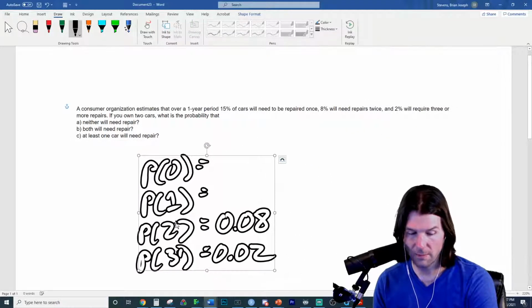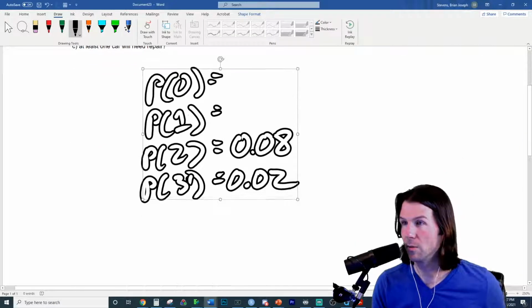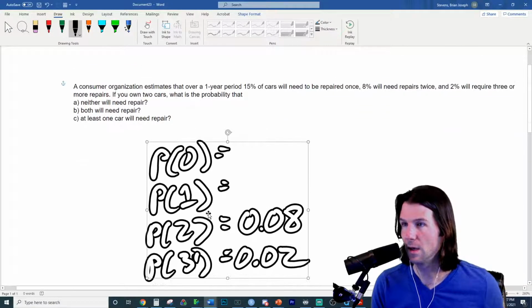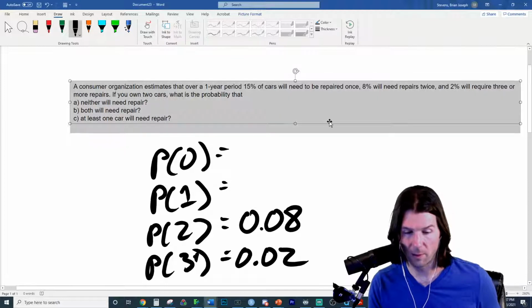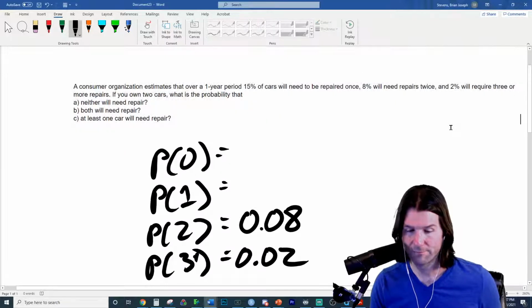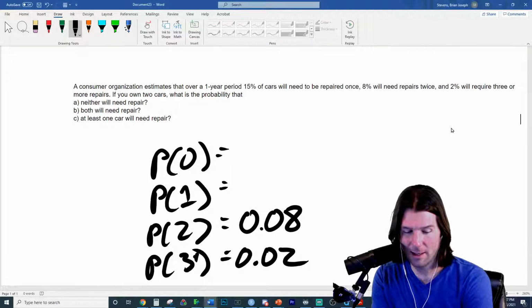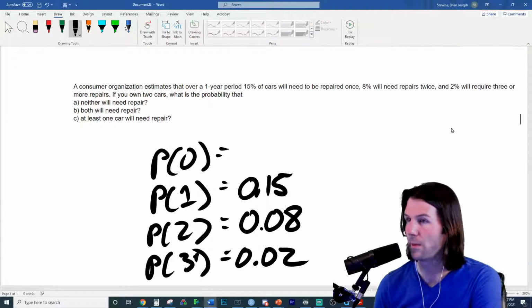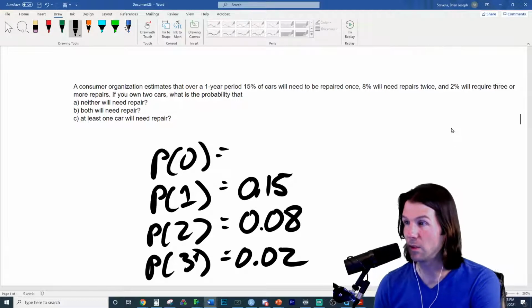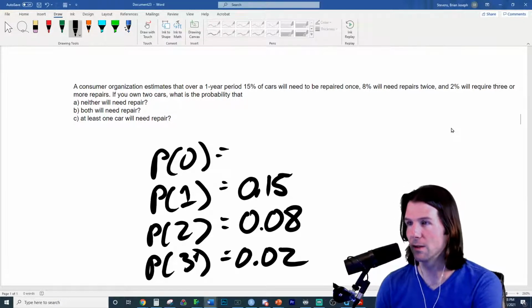Yes. Awesome. Now I can zoom in again. 0.02, 0.08, and now we also have, I'm becoming a pro at Microsoft Word. No, I'm not. 0.15, and what is the top probability now? What is the probability a car needs 0 repairs? A car needing 0 repairs has what percent probability, and how did you find that?